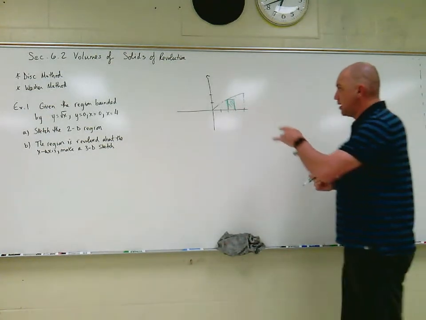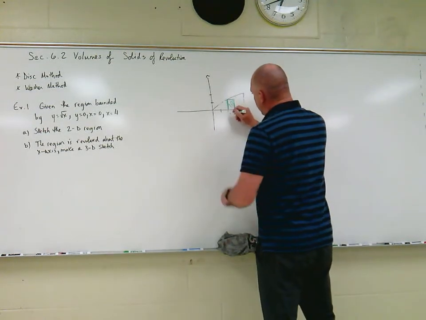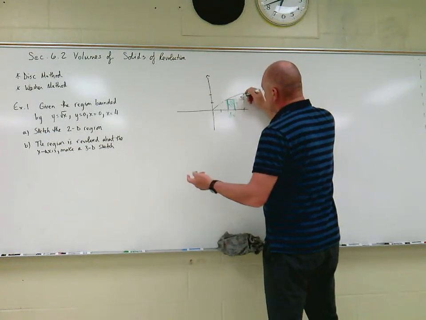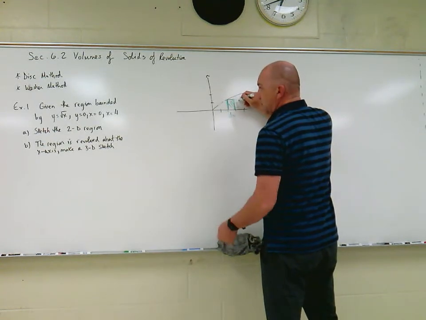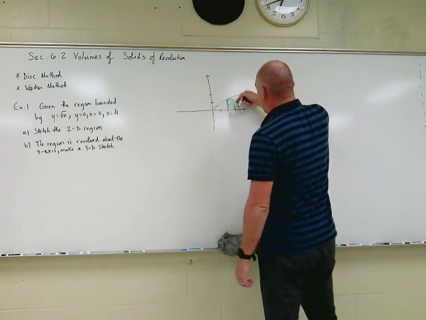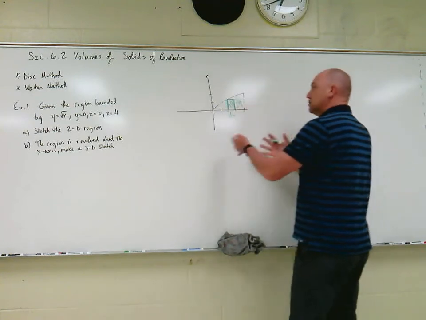And the area of the rectangle is, of course, the width, which in this case is a dx, and the height, which is the height of the graph, whatever your function is. In this case, it's the square root of x, because you can say y, but y is the square root of x.